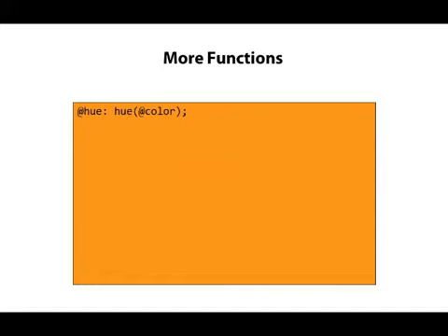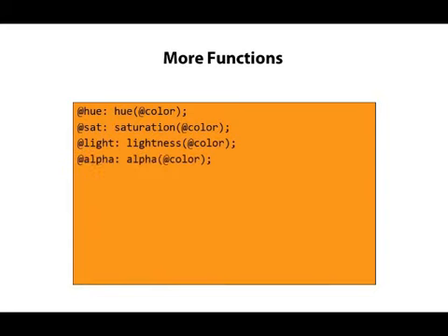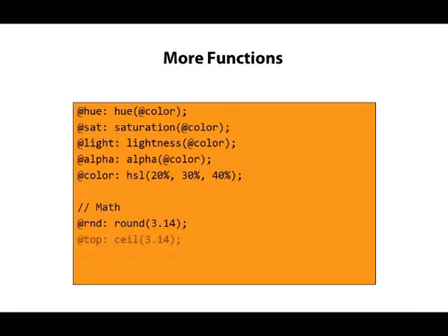Some more functions that are important here are getting the hue value from a color, getting the saturation value from a color, getting the lightness value from a color, as well as the alpha channel values. You can generate a color based on the hue, saturation, lightness formula, as well as do typical math functions like round, ceiling, floor, and percentages as well. Let's mix these together and see them work in an actual example.